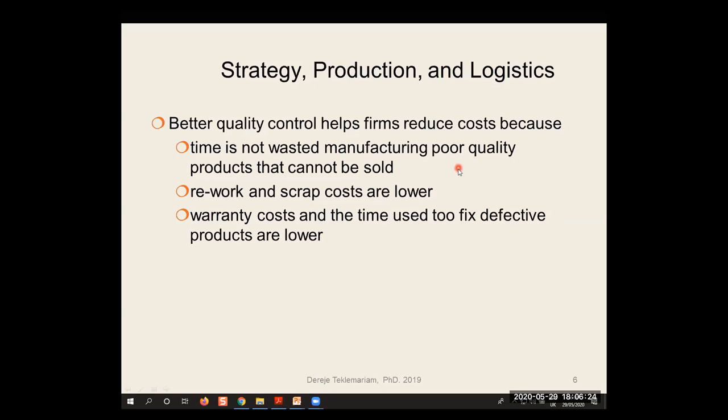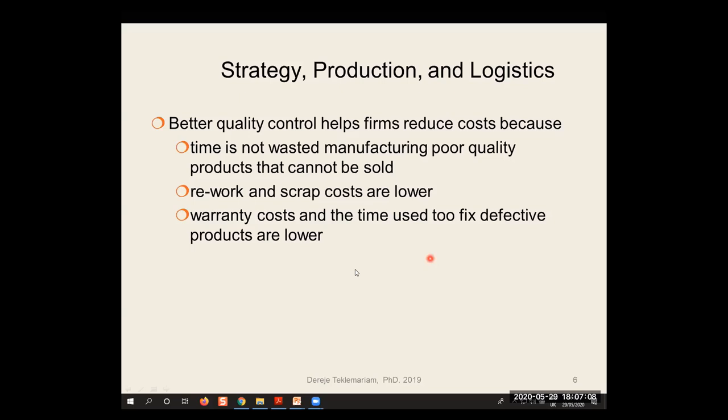If not, another challenge may come. There is the GIGO concept. GIGO means garbage in, garbage out. So if garbage is in, then definitely garbage is out. So quality control really begins from the input supply side, or from the selection of suppliers. Plus, quality control also helps to minimize rework and scrap costs. Rework and repetitive tasks will be reduced thanks to better quality control, and even some warranty costs, and the time used to fix defective products, at lower cost.